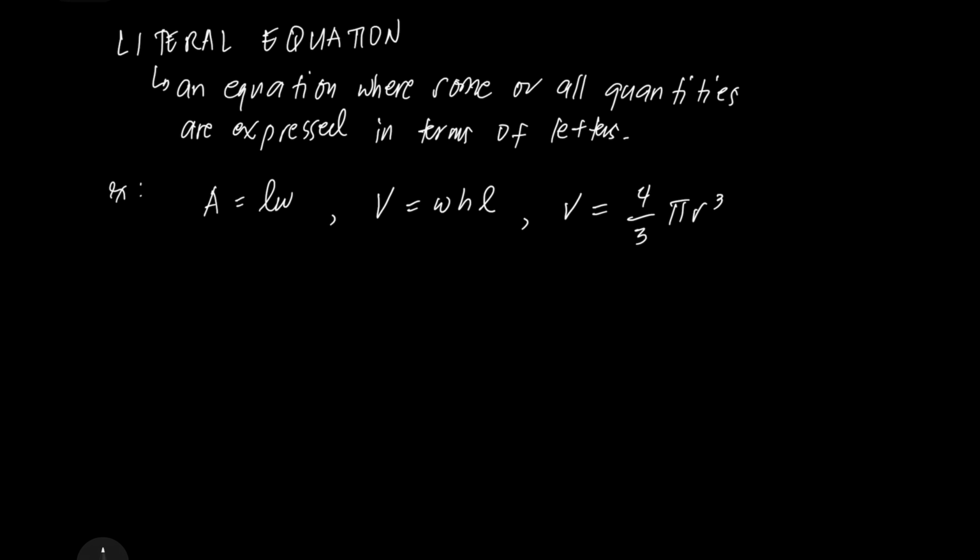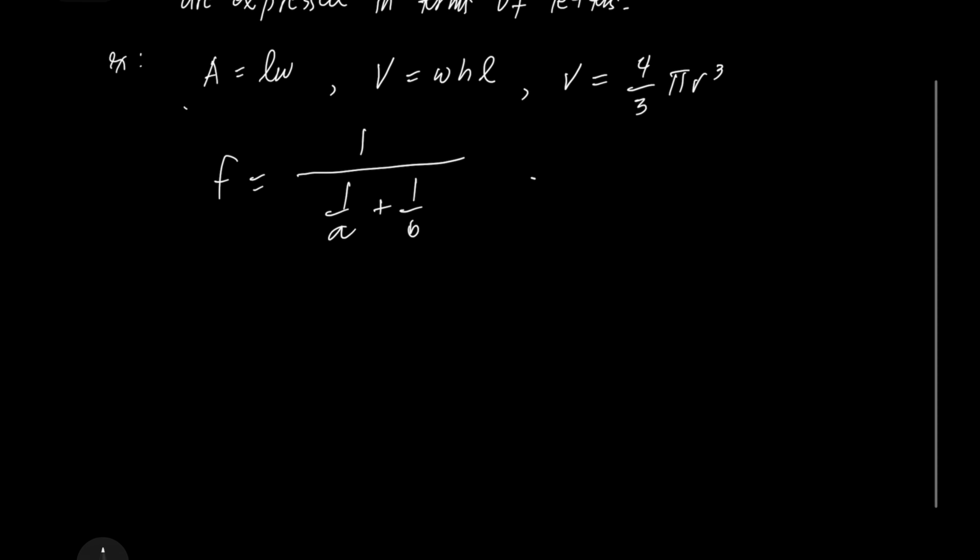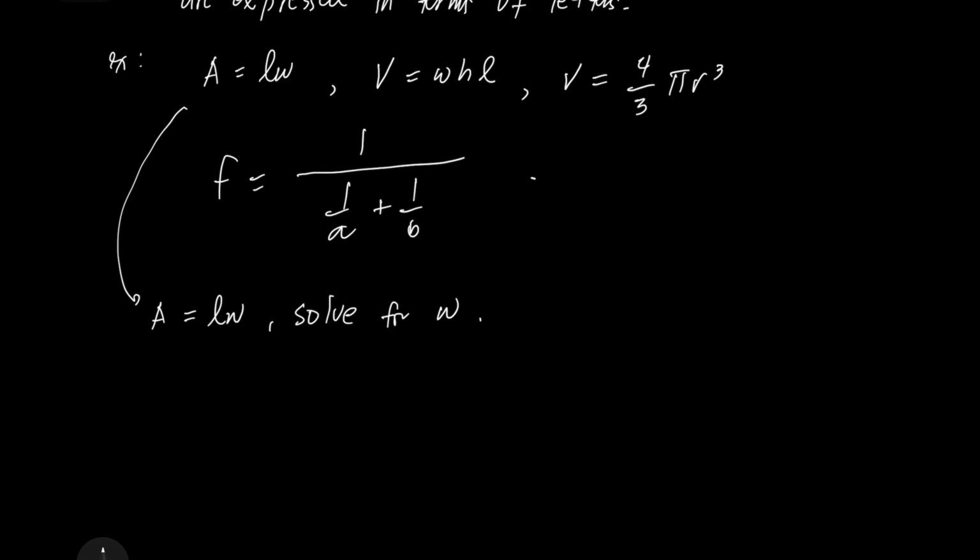So we have f is equal to 1 over 1 over a plus 1 over b. So these are examples of literal equations. So for this, for example, for A is equal to L times W, say solve for W, means we are expressing W in terms of the other letters in the equation.